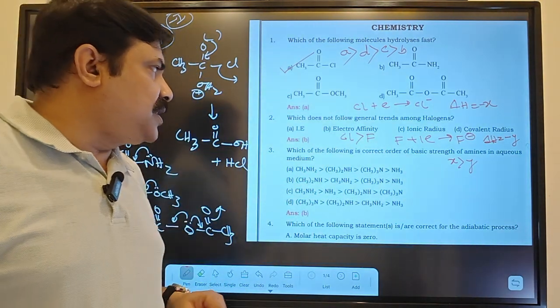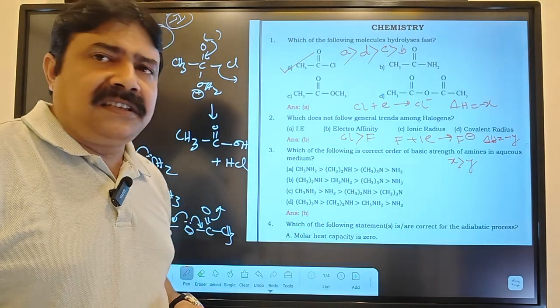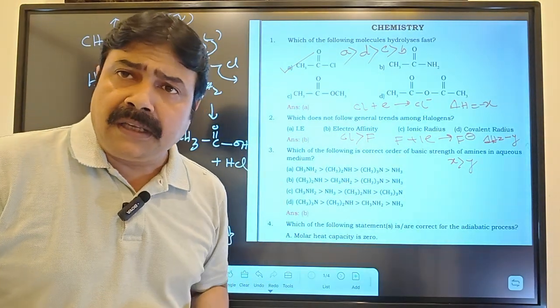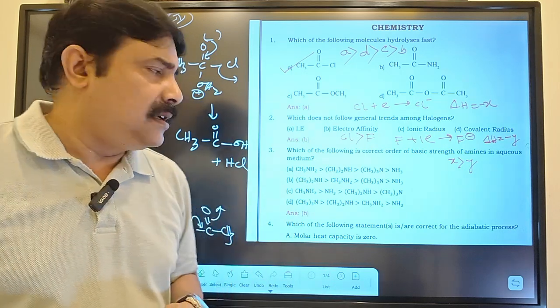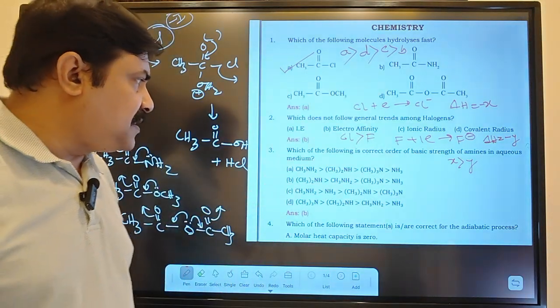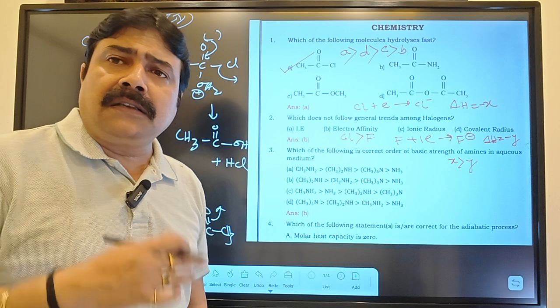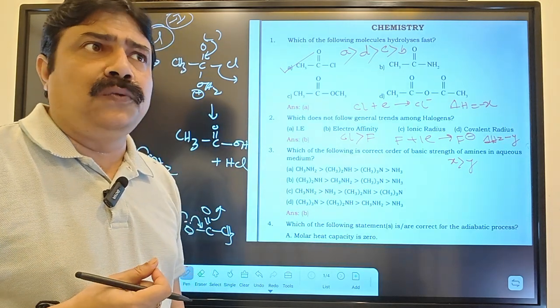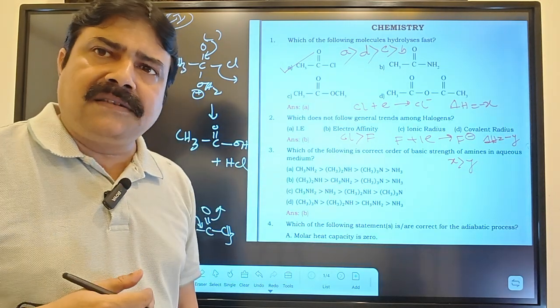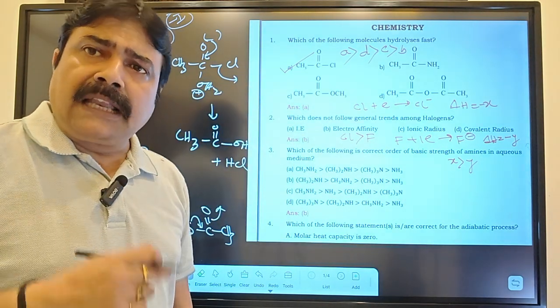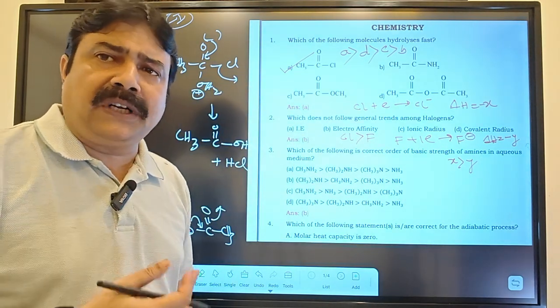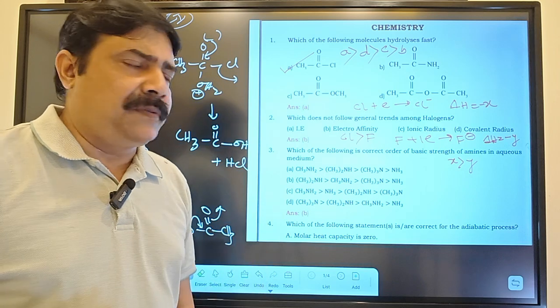Now, the third question is regarding basicity. This question is based on the organic amine chapter as well as GOC; both we can connect. As far as basicity is concerned, it is related to two factors: the donation tendency of electrons to the H plus, and after donation, the stability of the conjugate acid that forms.